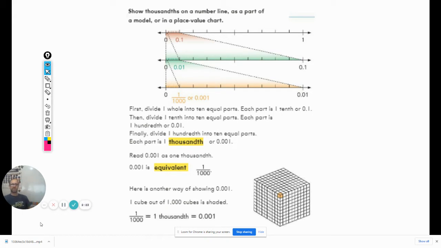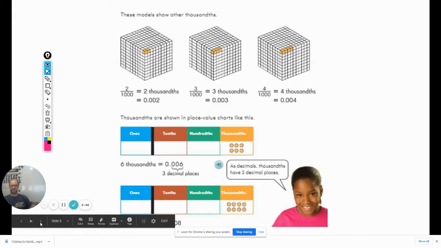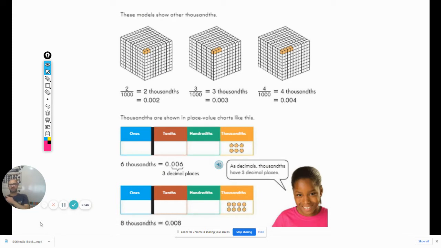1,000th is going to be 1/10 of 1/100th. And 1/10 is going to be 1/10 of 1. Just keep dividing by 10. All right, and then can you guys manage to remember that 1/1,000 is equivalent to one thousandth? Good. Let's mosey. So these models are showing thousandths cubes. Here, this is 2,000ths, 3,000ths, 4,000ths.